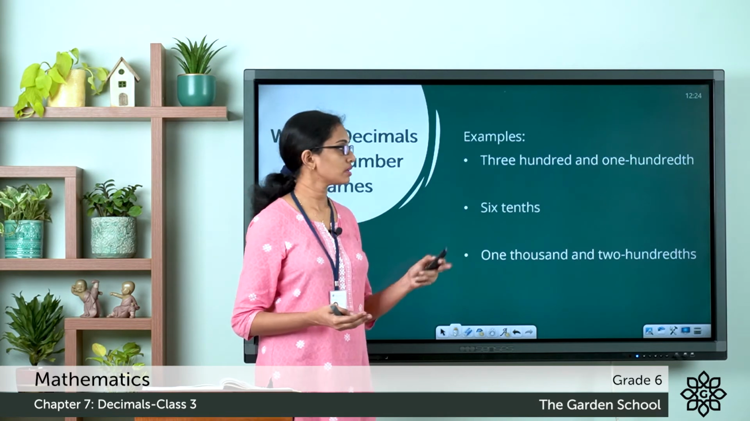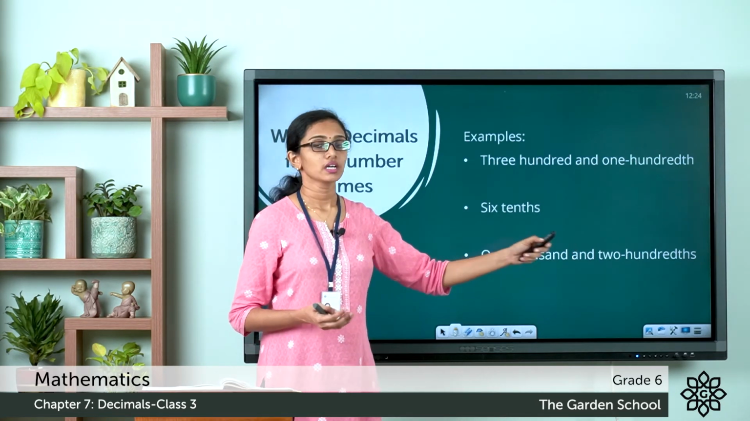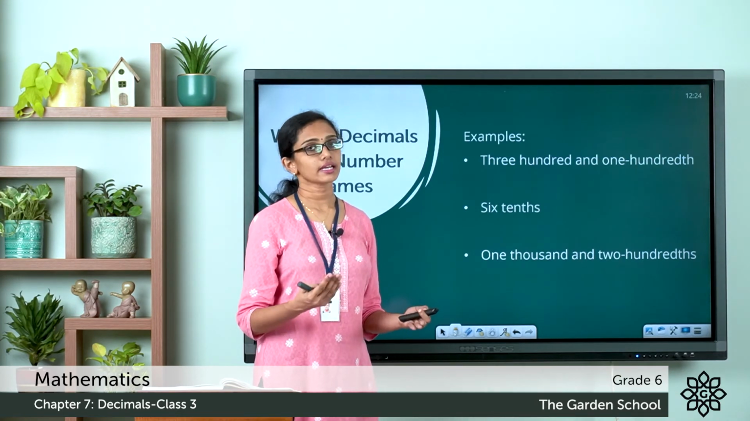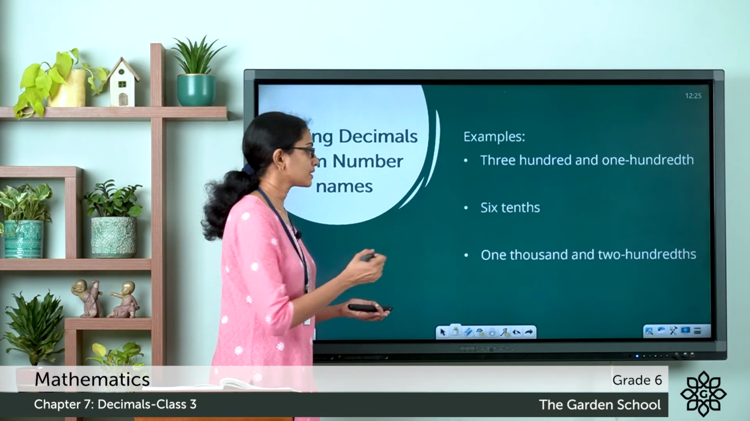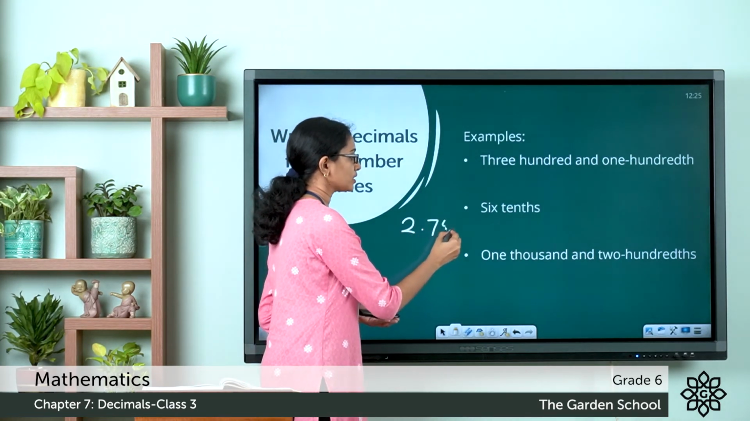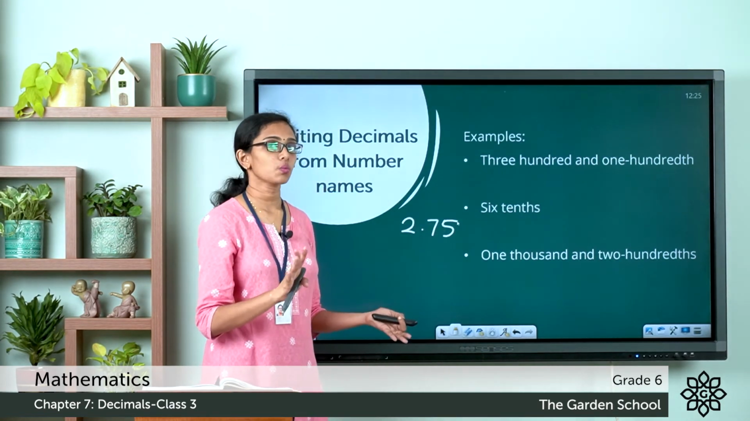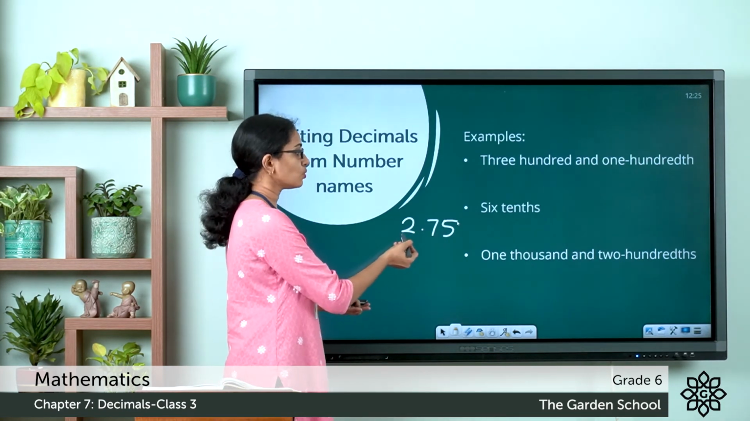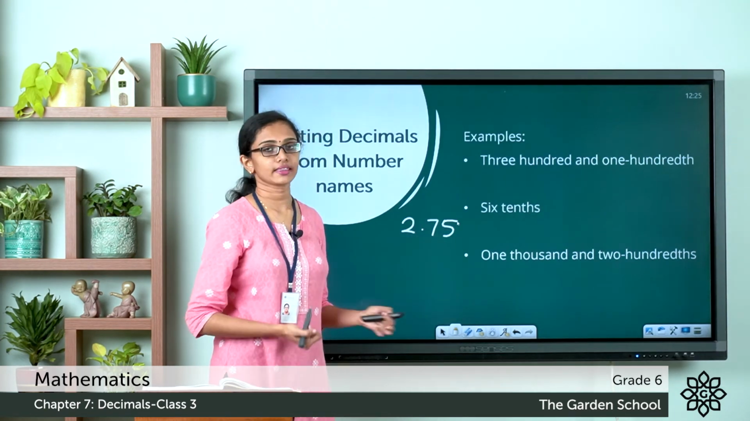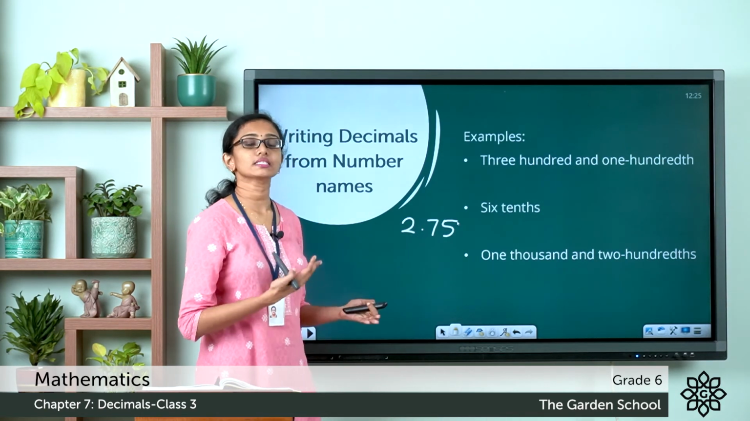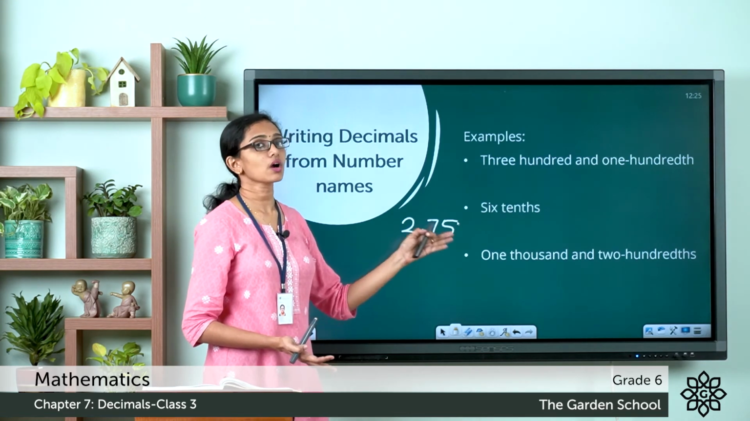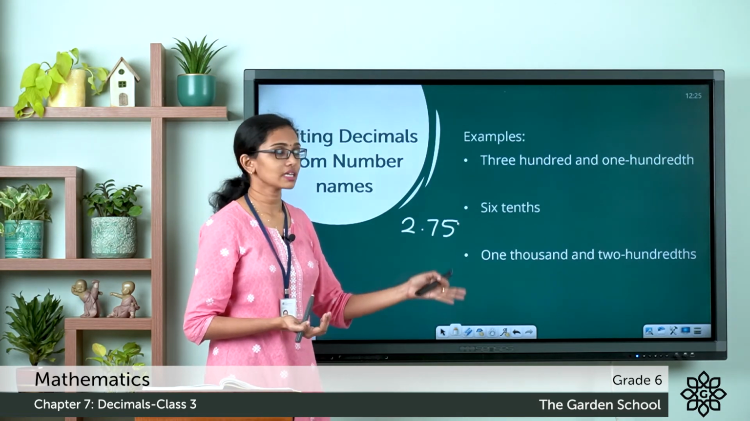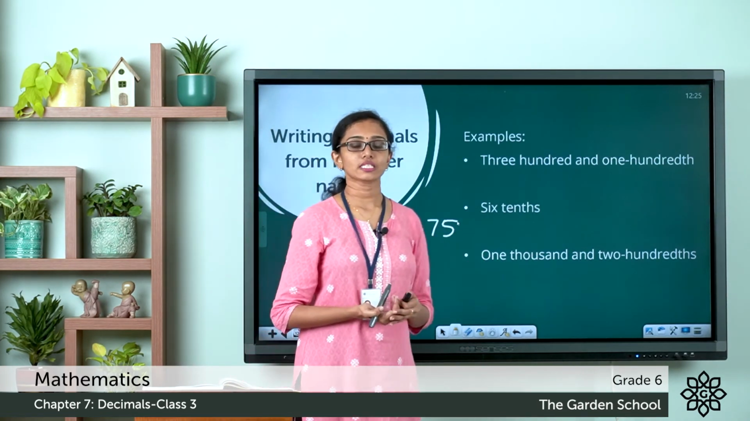So here the first example is 300 and 100. We have learned there are two ways to read decimal numbers or to write decimal numbers. For example, you are given the decimal number, this one. How do you read this? You can read this in two ways. One method is 2.75 and another method is 2 and 7500. That is the whole number read as it is and the decimal part read like a whole number followed by the place value of the last digit. So here are a few examples.